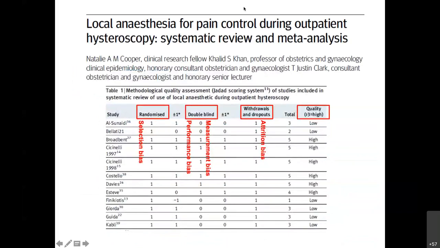I just noticed a question in the chat which says, what was the plus and minus in column 4? Okay, so in a scoring system for quality assessment called the Jadad scoring system, you can allocate a score of plus 1 or 0 or minus 1 to a trial according to whether or not it was properly randomized or had double blinding or had completeness of follow-up. And with this type of score, you can achieve a score from 0 to 5. So this study that has scored a maximum of 5, we call it a high-quality study. But any score up to 3 is called a low-quality study. I hope that answers your question.